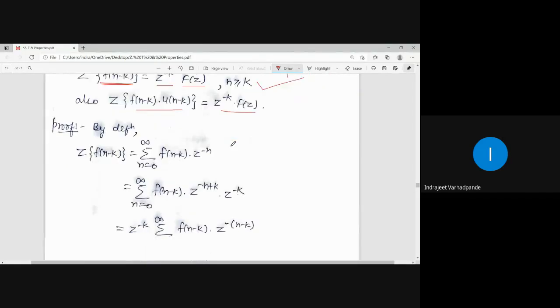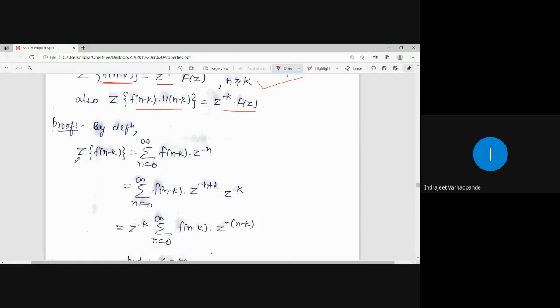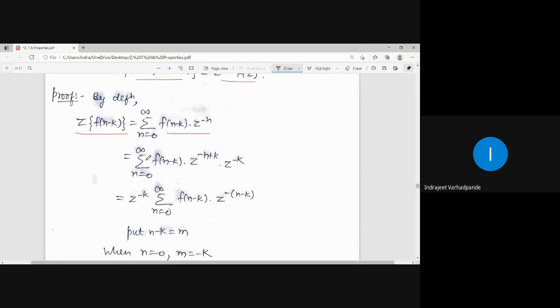So how to go with it? As per the definition, z of f of n minus k is summation n equal to 0 to infinity f of n minus k into z to the power minus n. Again do the adjustment. I have multiplied by z to the power minus k, and to cancel that it is z to the power positive k. Z to the power minus k is outside the summation, and the summation is over n. So what is remaining? F of n minus k into z to the power minus of n minus k.